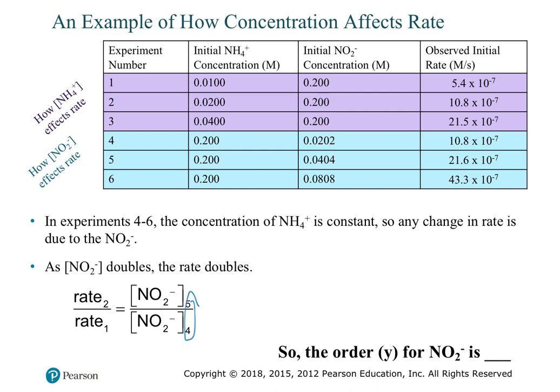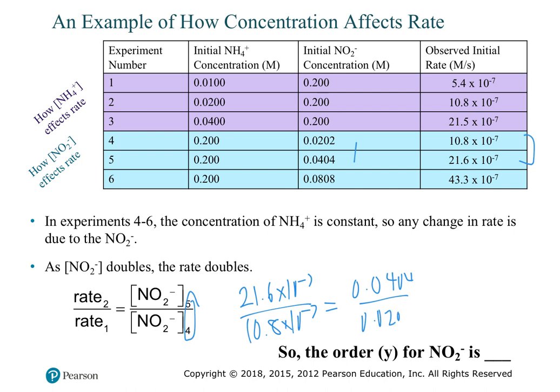If we use 4 and 5 as our 2, and it doesn't matter which 2 you use, then we'll do the rates. So 21.6 times 10 to the negative 7 over 10.8 times 10 to the negative 7 equals our concentrations of those two, 0.0404 divided by 0.0202, and this is to the y. We see the ratio of the rates is 2, and the ratio of the concentrations is 2 to the y. So y must equal 1 for this to be true.